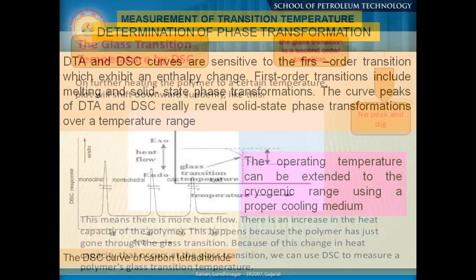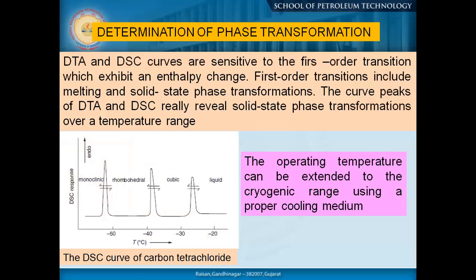Now, phase transformation. This is another interesting part which I really wanted to discuss. DTA and DSC curves are sensitive. What you see is monoclinic, rhombohedral, cubic, liquid. That means this is displacive, and one is a reconstructive type of change. That means one is completely changing the structure, or maybe the phase, from solid to liquid.